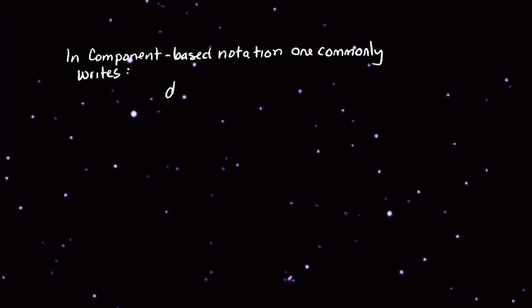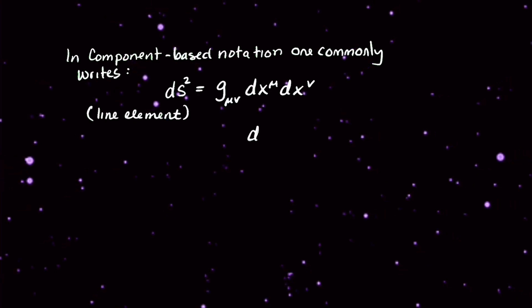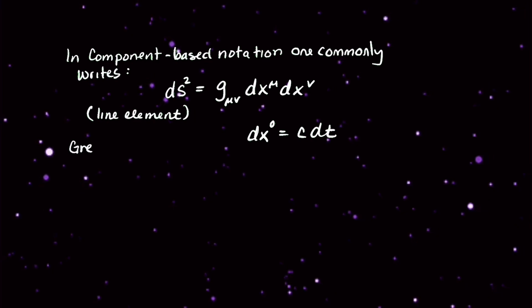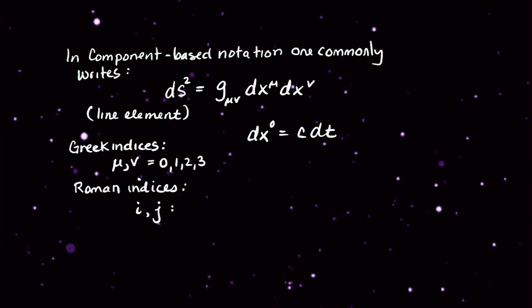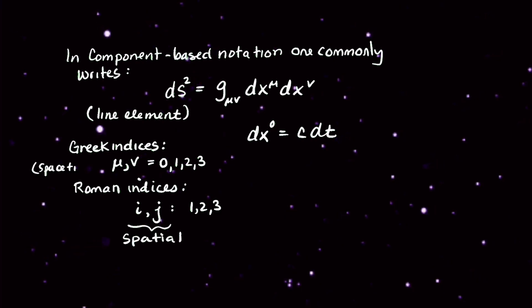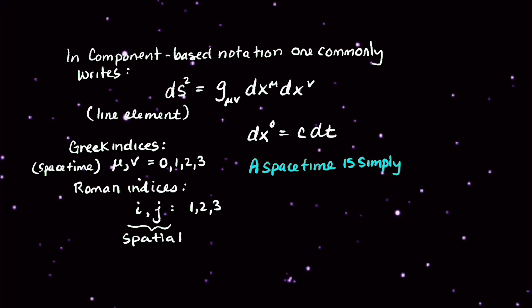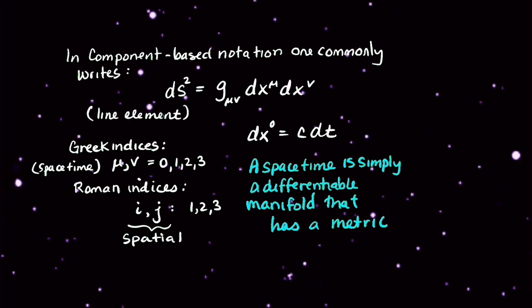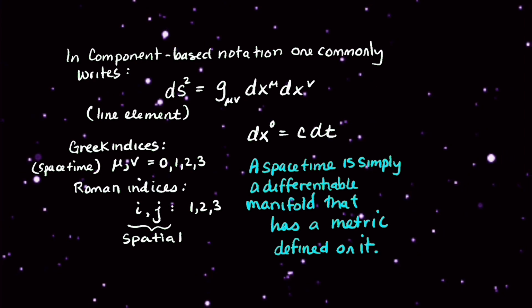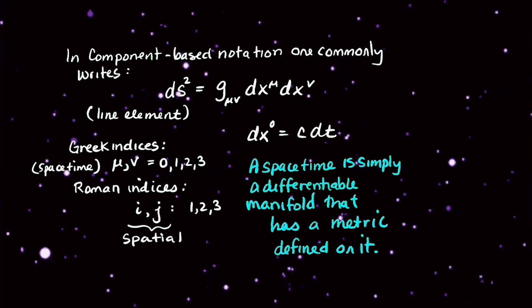In the component-based notation, one commonly writes a line element as ds squared equals the metric tensor times dx mu dx nu, where x0 is the time coordinate element. Roman indices are spatial coordinates, whereas Greek indices are space-time coordinates, and a space-time is simply a differential manifold that has a metric defined on it.